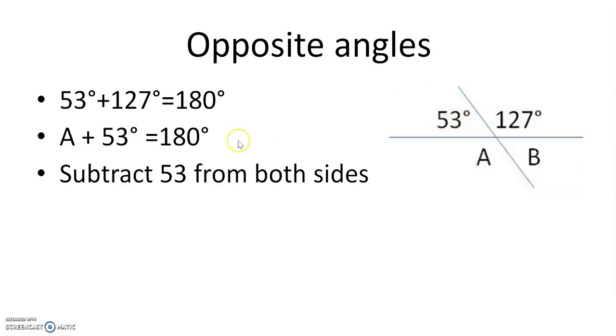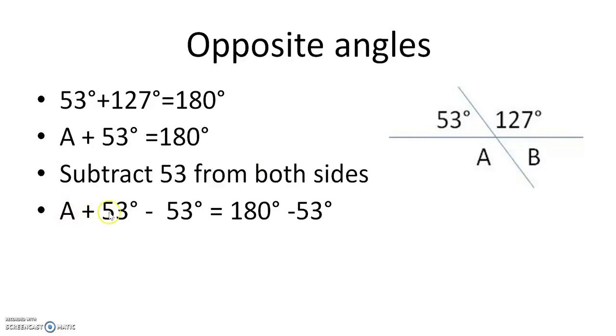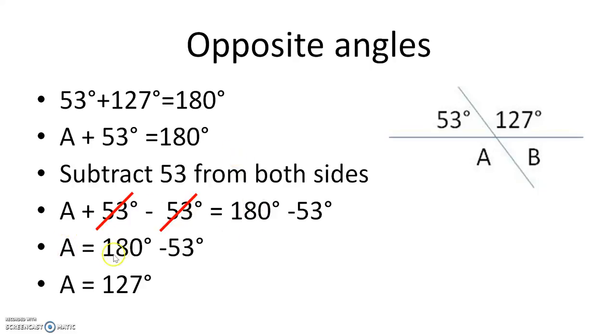So you subtract 53 from both sides: A plus 53 minus 53 equals 180 minus 53, because on an equation, if you do it to one side, you have to do it to the other. When we get rid of the two 53s because they cancel each other out, we end up with A equals 180 minus 53, which equals 127, which is right up there. And guess what? They're the same. So you know that opposite angles are the same. What does that mean about B, though? Same thing. It should be 53.